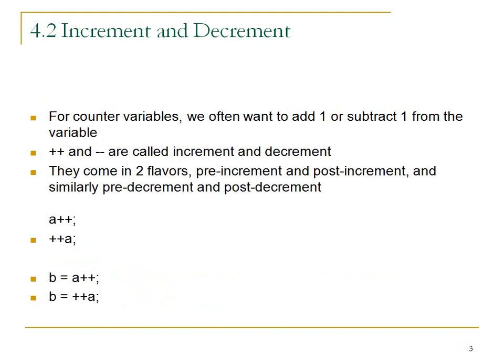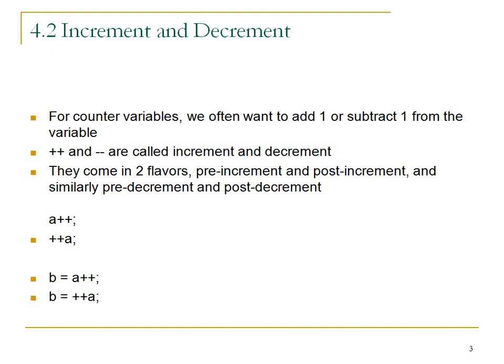The next one is the increment and decrement operators, and these are for adding one to a variable. So there's an assignment statement hidden in here. We're going to change the value of a variable by adding one to it or subtracting one from it. And these increment and decrement operators come in two flavors, pre-increment and post-increment. We're going to read these plus plus and minus minus.